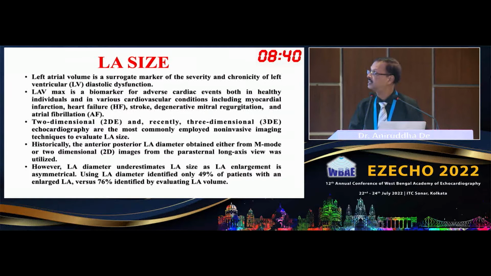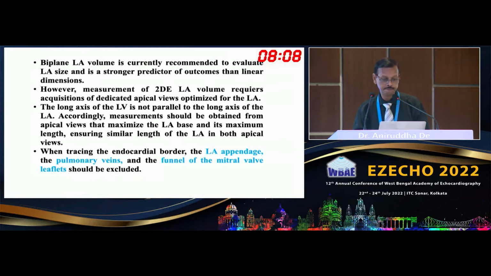What I'll emphasize is that left atrial volume is a surrogate marker of the severity and chronicity of left ventricular diastolic dysfunction, where left atrial volume is very, very important. There are three important volumes. See, important is that LA diameter underestimates LA size, and LA enlargement is asymmetrical. Hence, using LA diameter identified only 50% of patients with the enlarged LA, whereas 76% is determined by the LA volume.